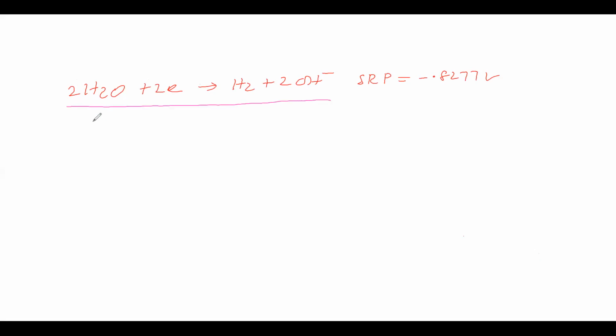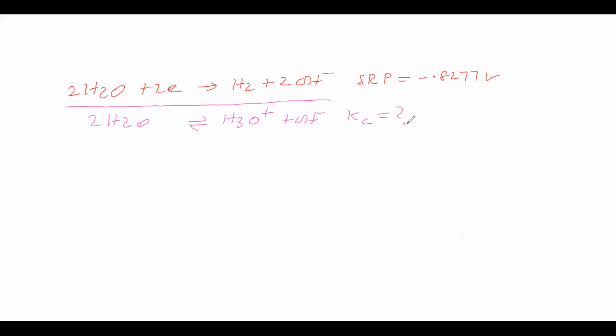Now what is the given data? 2 water molecules plus 2 electrons gives H2 plus 2 OH minus. For this SRP is given: SRP equal to minus 0.8277 volt. What have they asked? They have asked the equilibrium constant. Equilibrium constant for which reaction? 2H2O gives H3O plus and OH minus. For this the equilibrium constant we have to find.